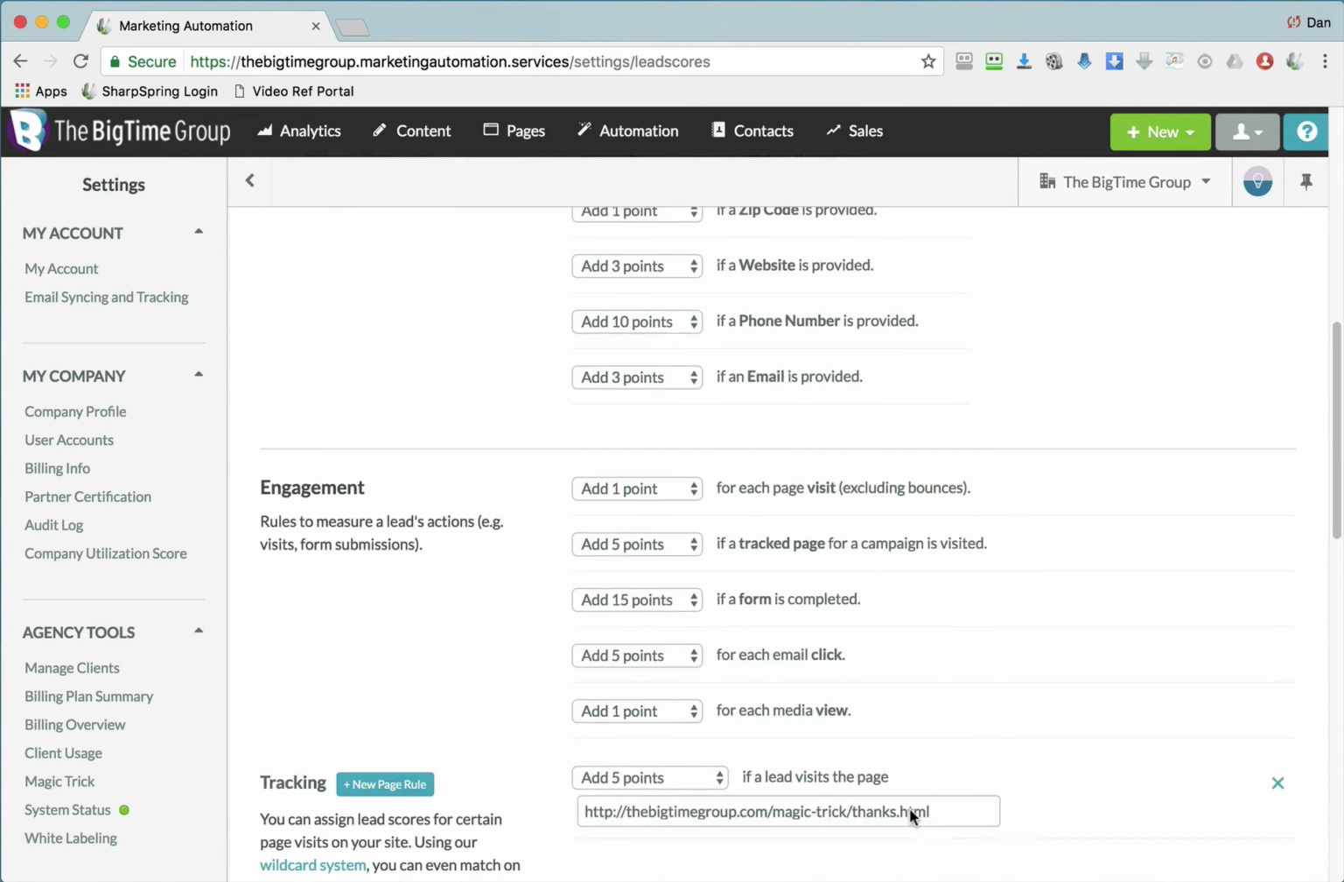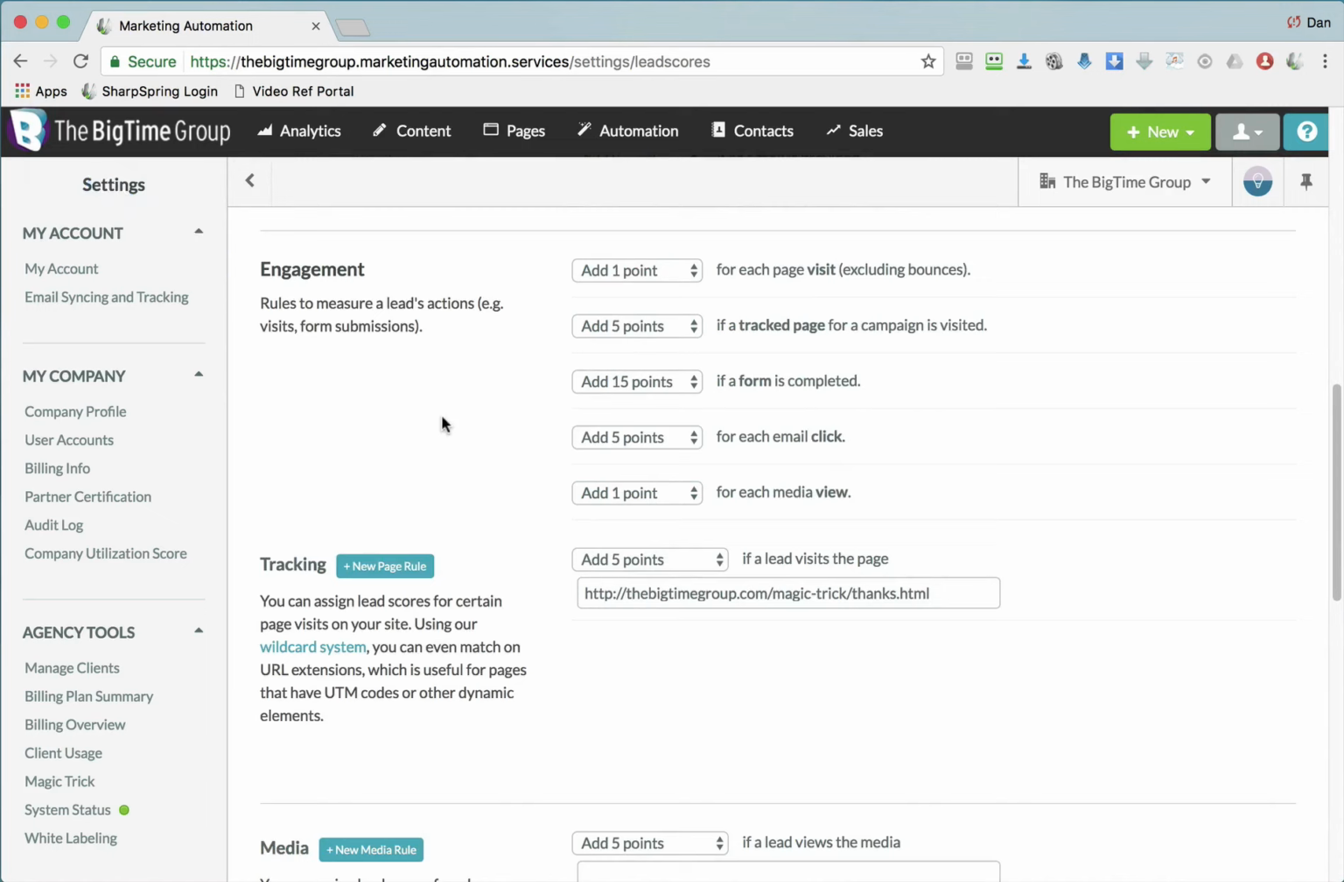Now let's continue on. Engagement. These are points earned by engaging with you electronically. Someone visits your website off of an email, that's a point. Now this says if a tracked page for a campaign is visited. So what's that mean? If you have a web page that is specifically used in a campaign and it's being tracked, that's more valuable than just, say, somebody visiting your homepage. And we'll get into campaigns later.